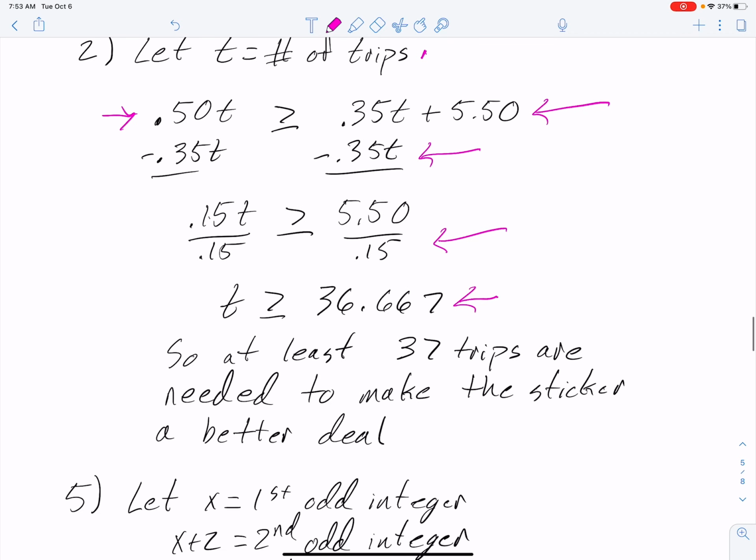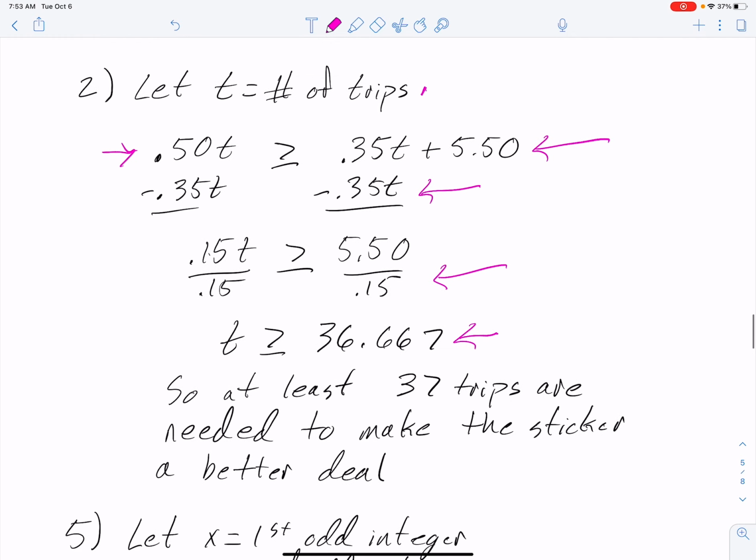So what that tells me is that if I'm only going to make 36 trips, buying the pass is not worth it. But once I've made that 37th trip, the pass is worth buying. So if it's going to be 37 or more trips, I would buy the pass. If it's going to be 36 or fewer trips, I would not buy the pass.